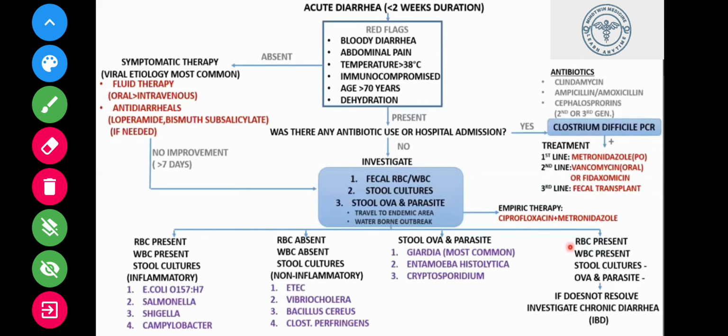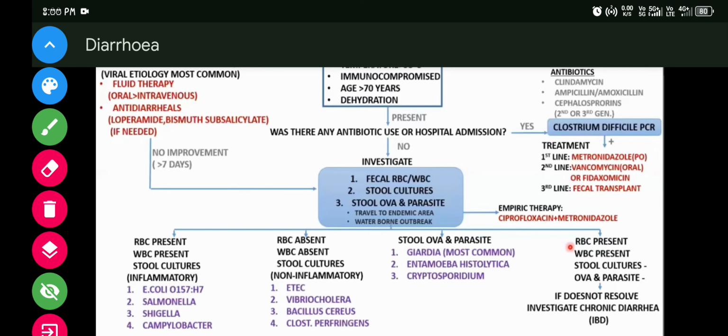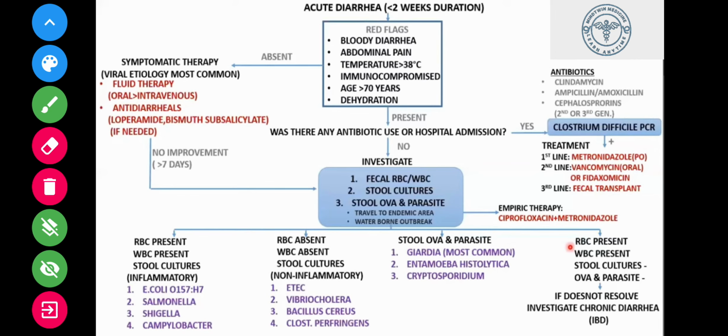So if these are all absent, then you can start with symptomatic therapy. The etiology or cause would be viral. What you can do is fluid therapy, which can be oral. If the patient cannot take oral, then you can give intravenous. You can also give antidiarrheals like loperamide or bismuth subsalicylate if needed.